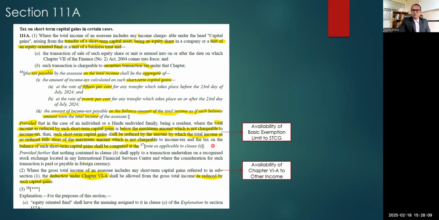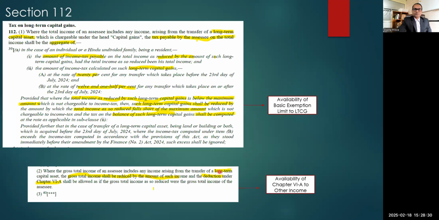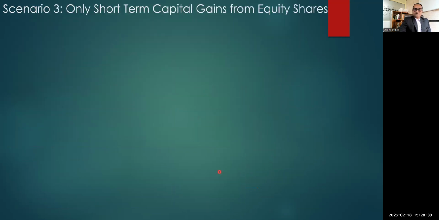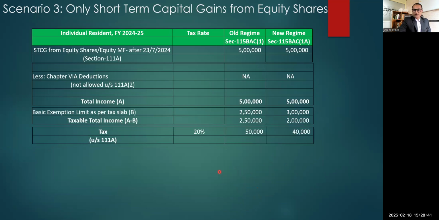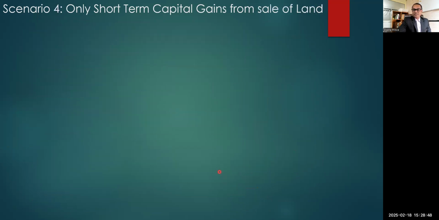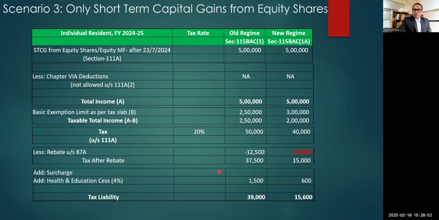Because if the objective was to disallow, then the way they have specifically mentioned chapter 6A, they would have mentioned section 87A as well. So the intention of the legislature was never to disallow. Though the stand that the department has of late taken is that in case of special rates, where a special rate of income tax is applicable, the rebate in the new tax regime will not be allowed. Now, if that logic has to be applied, it should be applied ideally in the old regime also.